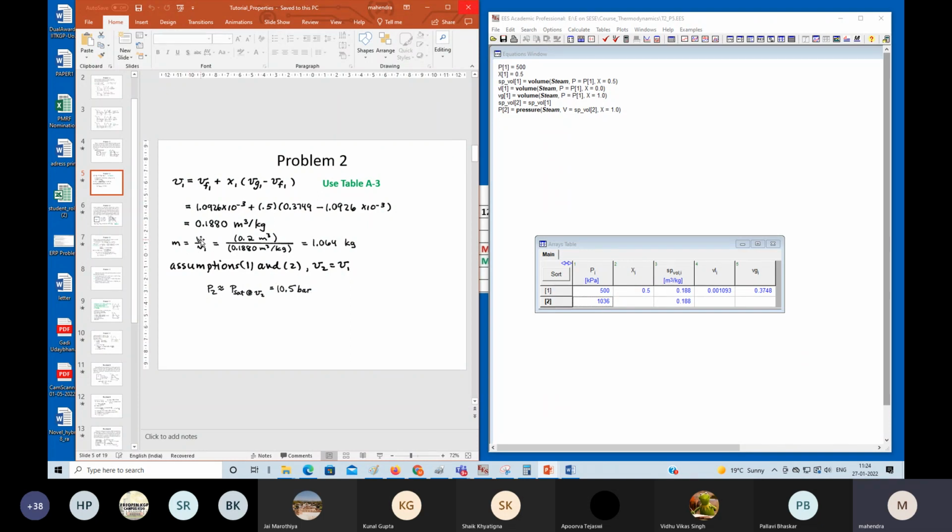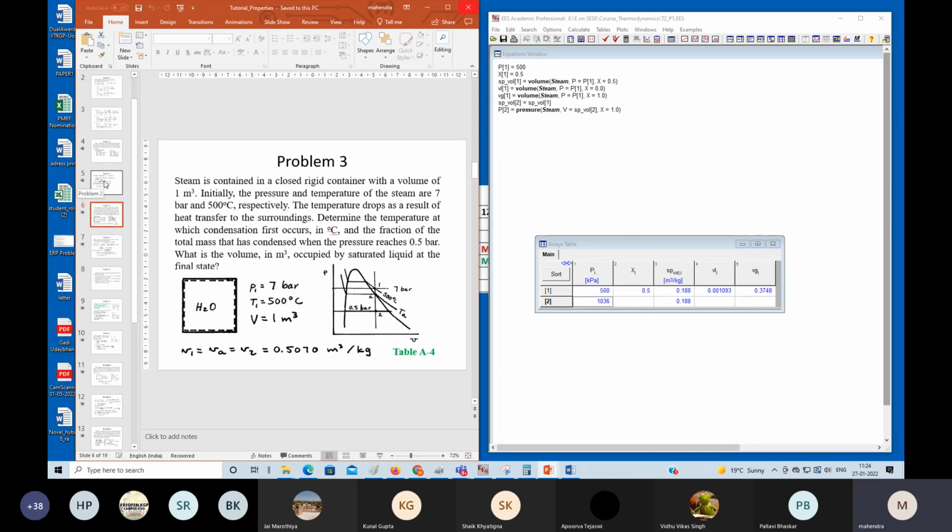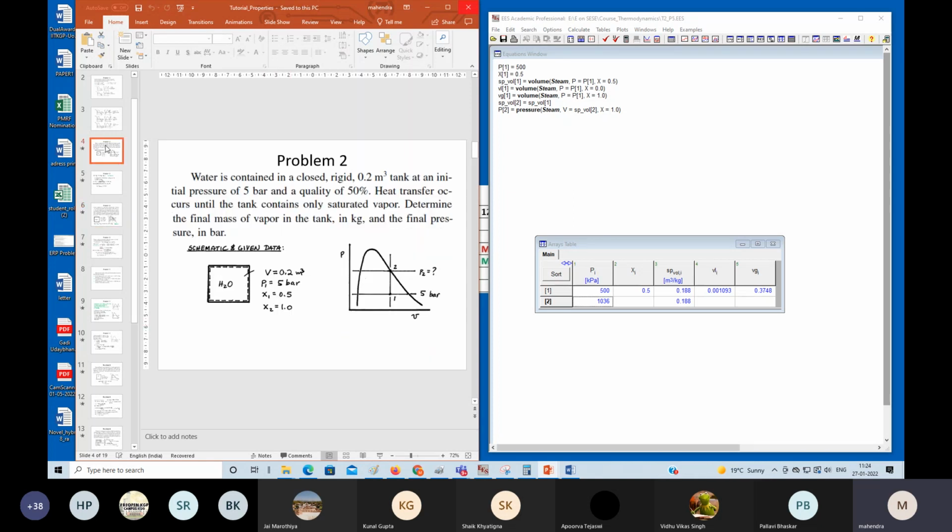Volume is given. Yes, this is the tank volume, in the problem itself, a tank volume of 1 meter cube. So at state 1, it was 0.5 dryness fraction, meaning a certain amount of liquid was there and a certain amount of steam was there.